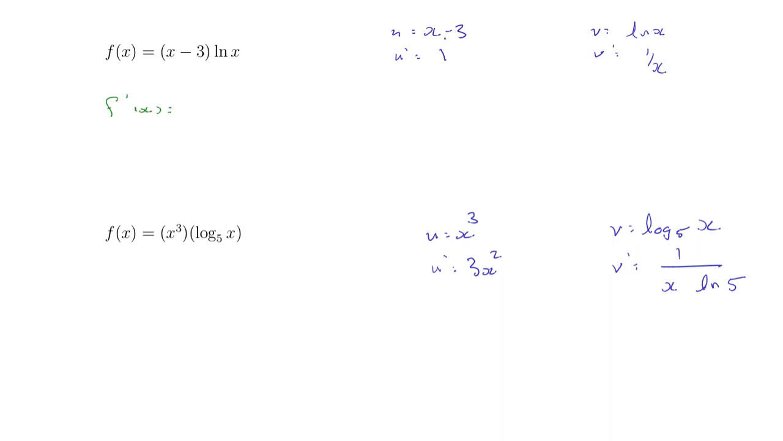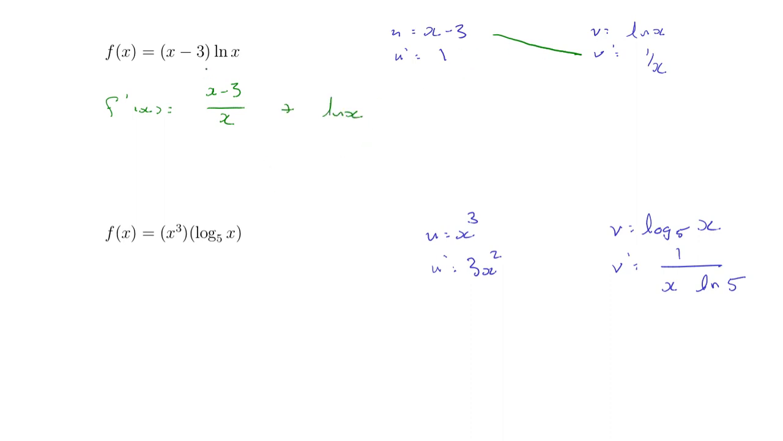All right, multiply some stuff out. So I've got x minus 3 times my v prime here, 1 over x. So I'm going to say x minus 3 over x. I could write it out as multiplication, but I'm just going to put it as that fraction. Plus 1 times natural log of x.